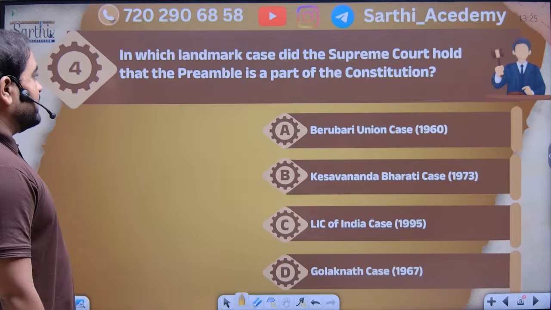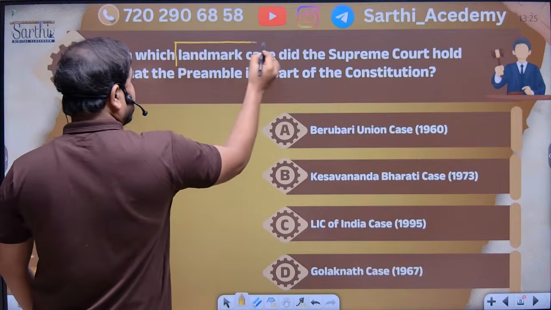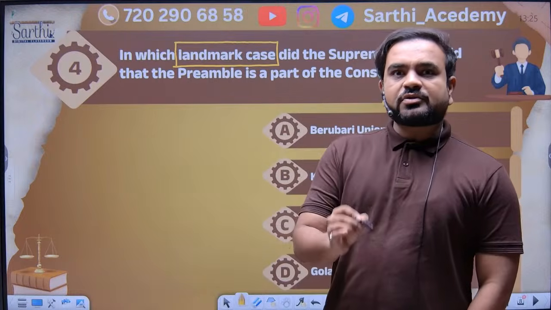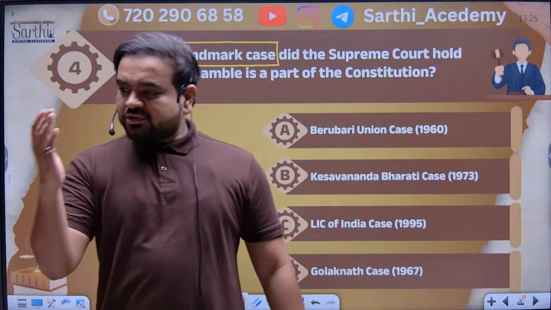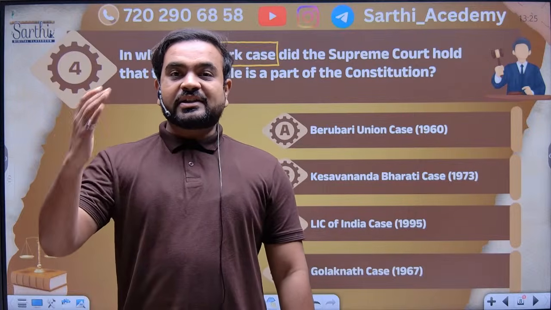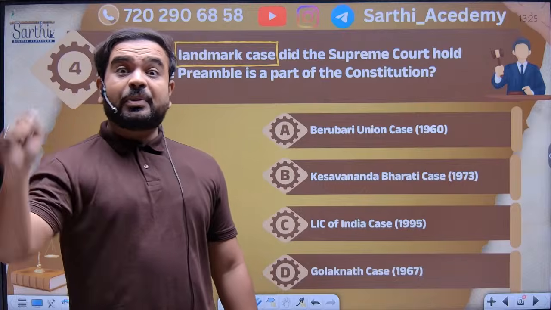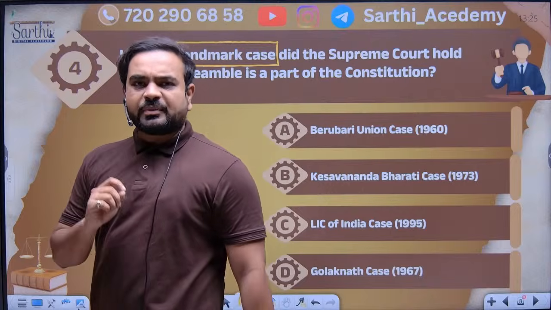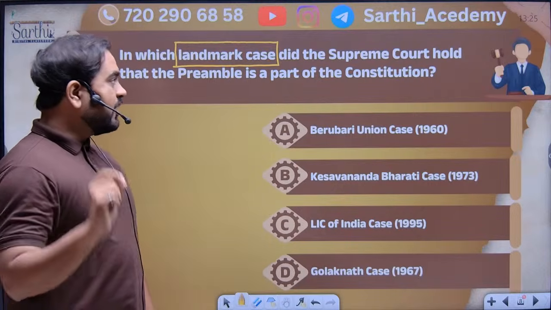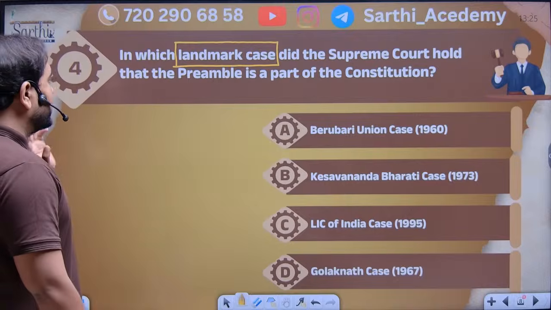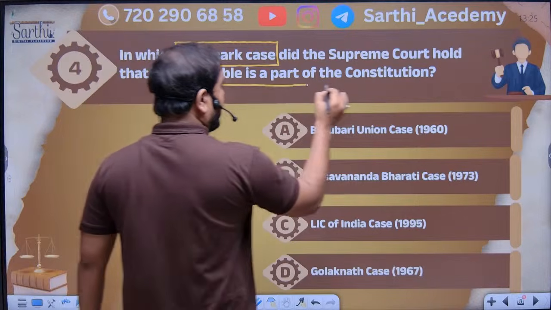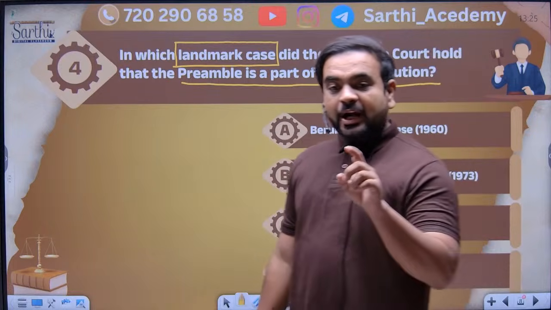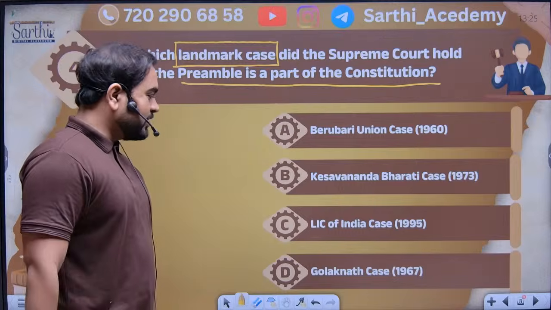A landmark judgment is a judgment which deals with the values and provisions written in the constitution. Whenever something is written in the constitution and a judgment is given with respect to a particular article, especially a fundamental right, then you can say that judgment is a landmark judgment. That means a very important judgment, a very important case. You have to remember this for your examination. Did the Supreme Court hold that the preamble is a part of the constitution? Preamble is a part of the constitution. It is not that the preamble is not a part of the constitution.